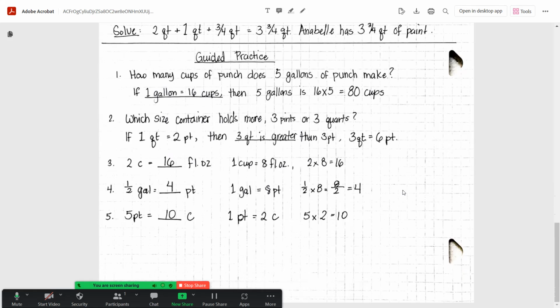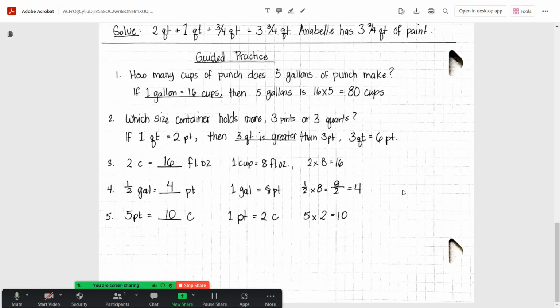For our guided practice, our first question says, how many cups of punch does 5 gallons of punch make? So if we know that 1 gallon is 16 cups, and we want to know how much is in 5 gallons, I'm going to do 16 times 5, which gives me 80 cups. For number 2, which size container holds more, 3 pints or 3 quarts? So if I know that 1 quart is equal to 2 pints, then 3 quarts is going to be greater than 3 pints because 3 quarts is equal to 6 pints.